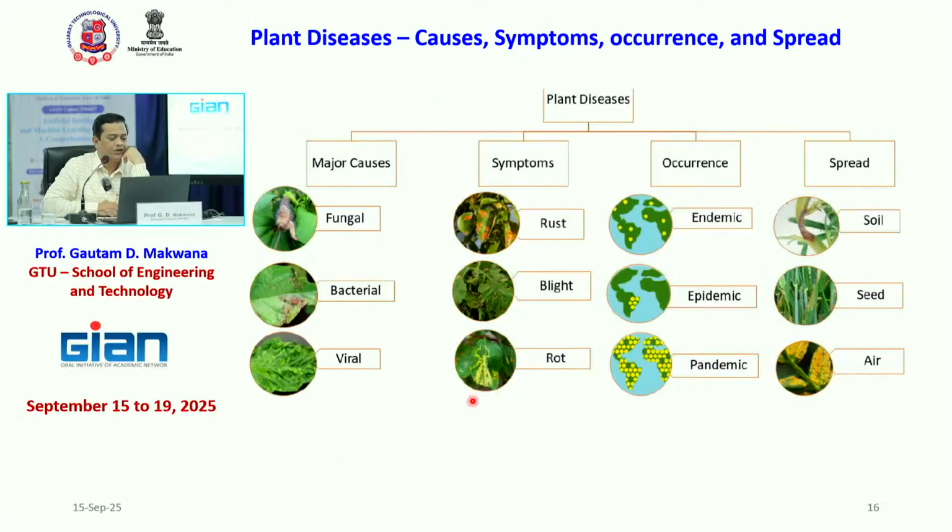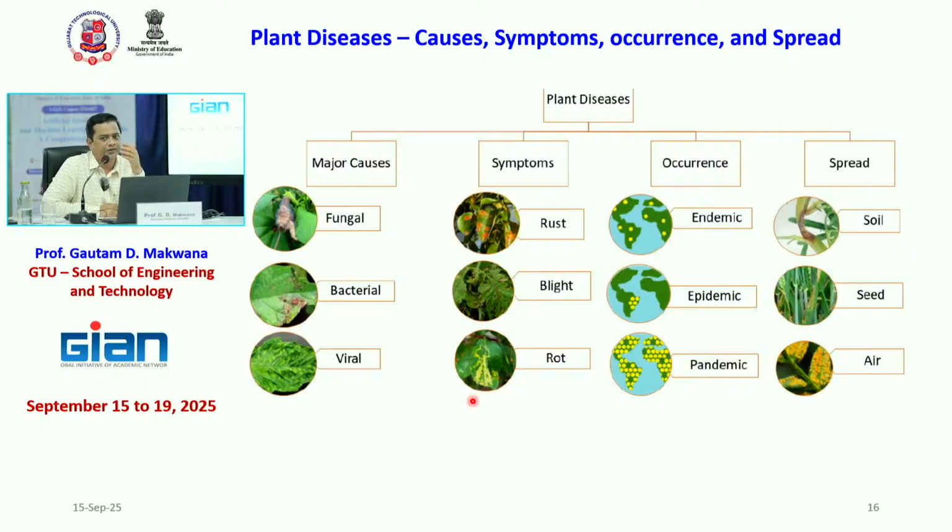Now I will just focus on plant disease here. There are many ways to identify plant disease. First we have to identify the causes of the plant disease, then we have to see the symptoms, and then we have to see the occurrence and how the disease spreads. The major causes are fungal, bacterial, and viral, and we have seen different symptoms: rust, blight, and rot. These symptoms will be either on the surface of the leaf, on the surface of the fruit, on the surface of the stem, or on the surface of the root.